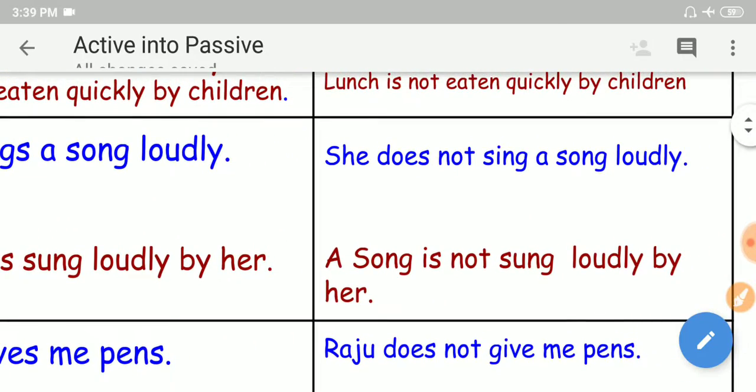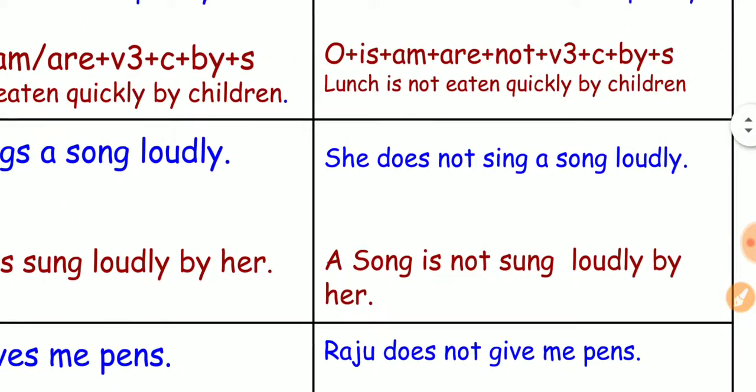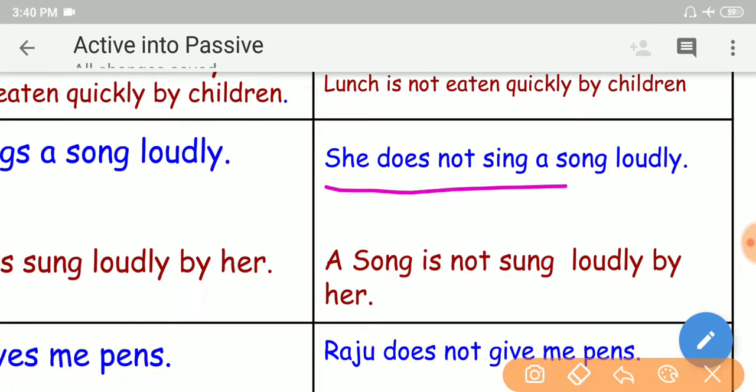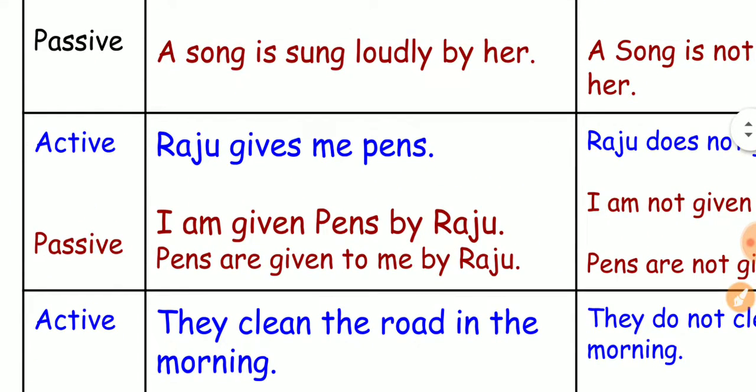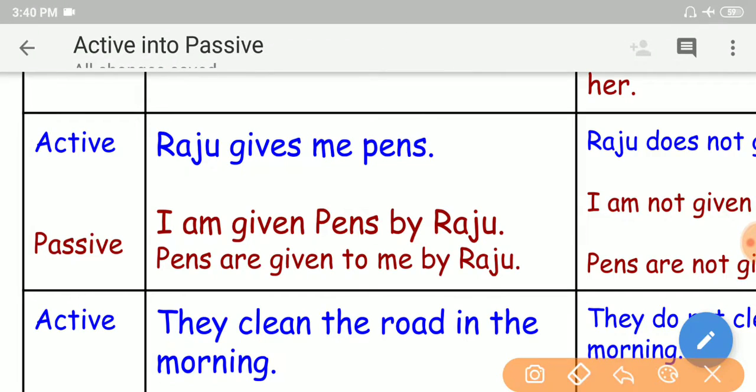Then let us go with the negative sentence. Same sentence, negative sentence, we can convert here. See here, she does not sing a song loudly; a song is not sung loudly is the passive voice, my dear friends. So like that with the other example. See here, Raju gives me pens.